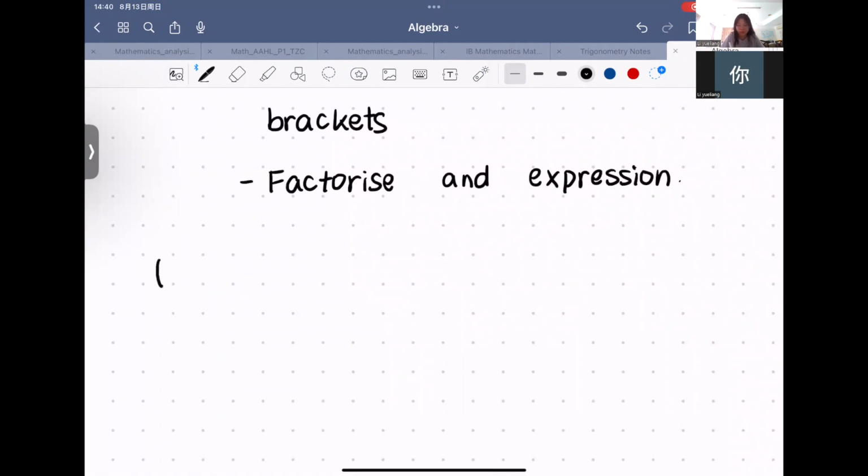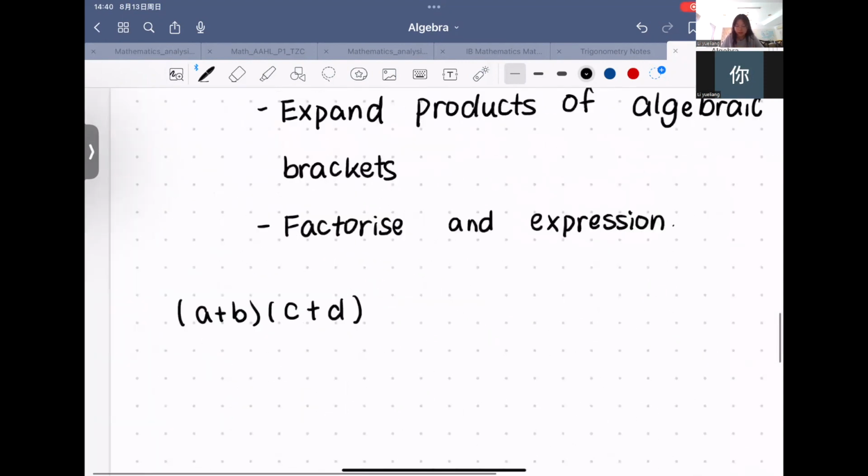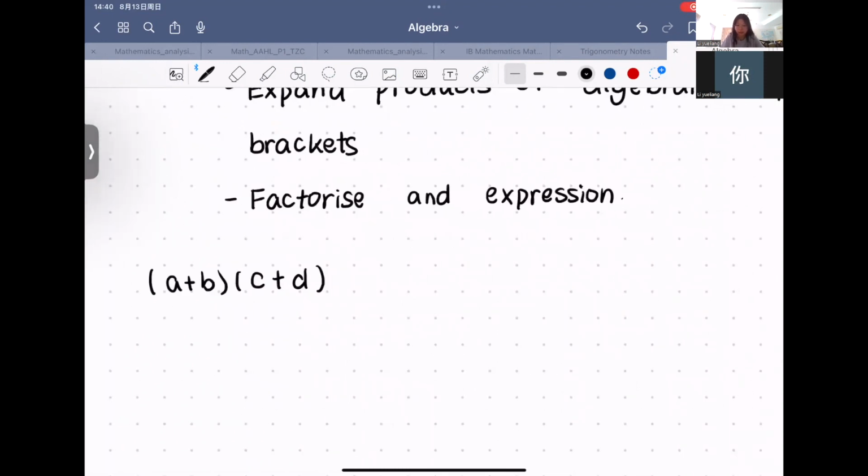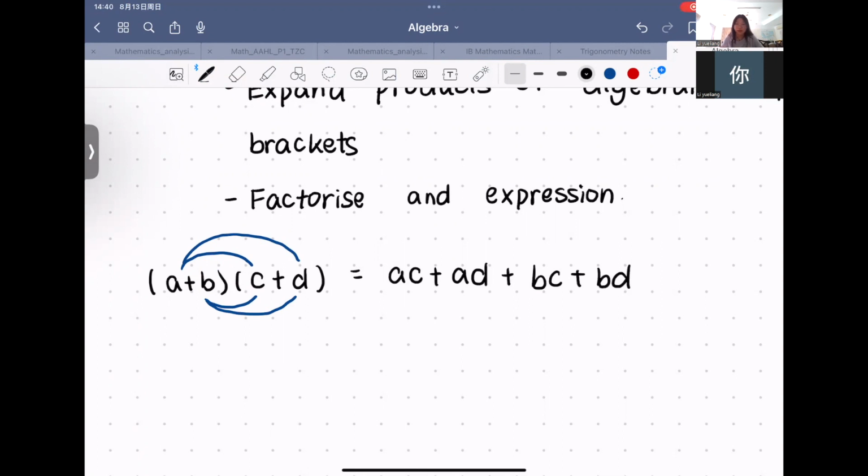If we have (a plus b) times (c plus d), basically what we have to do first is remove all the brackets. So what we do is multiply a times c plus a times d plus b times c plus b times d. So our answer would be ac plus ad plus bc plus bd, which is kind of obvious.